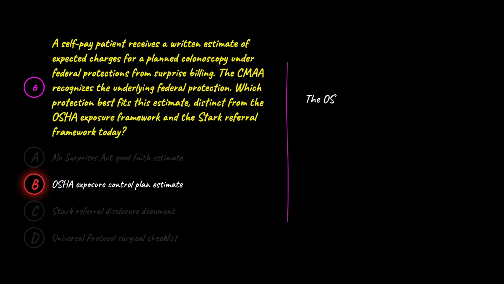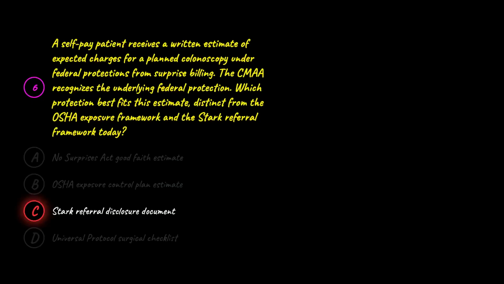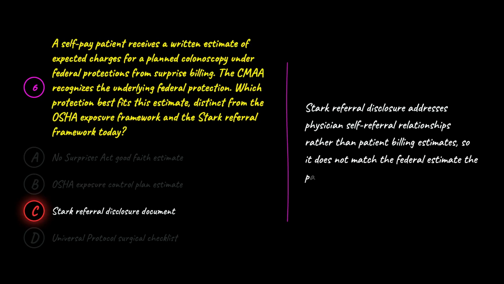B is wrong because the OSHA Exposure Control Plan covers workplace blood-borne pathogen protections rather than patient billing estimates, so it does not match the federal estimate the patient is receiving here. C is wrong because Stark Referral Disclosure addresses physician self-referral relationships rather than patient billing estimates, so it does not match the federal estimate the patient is receiving in this scenario.